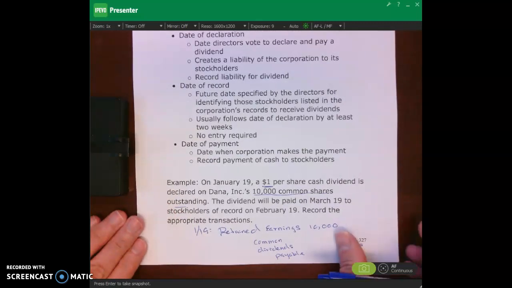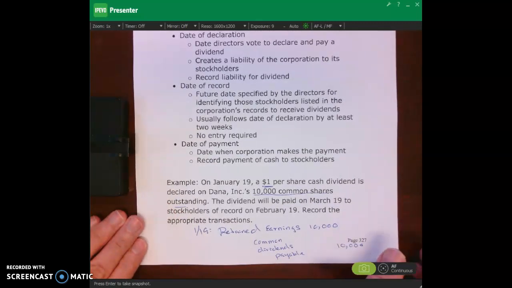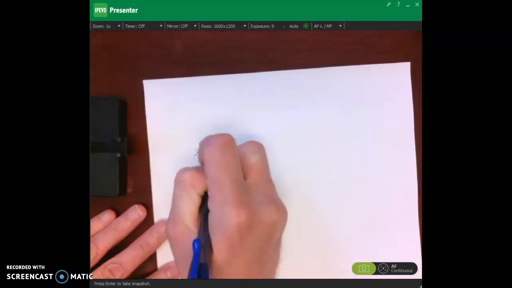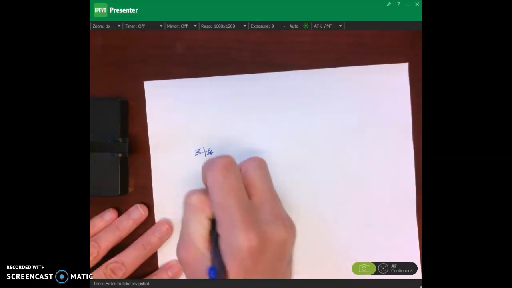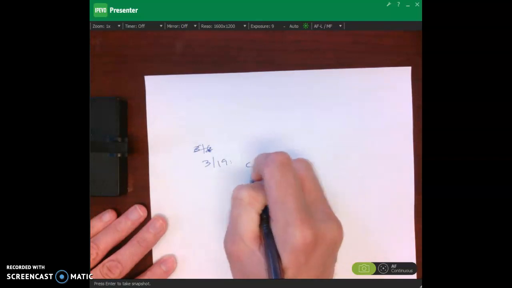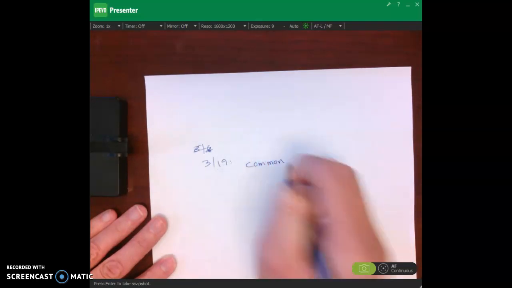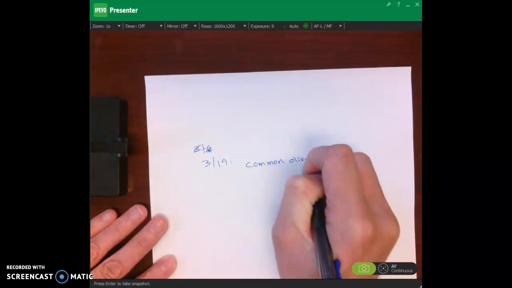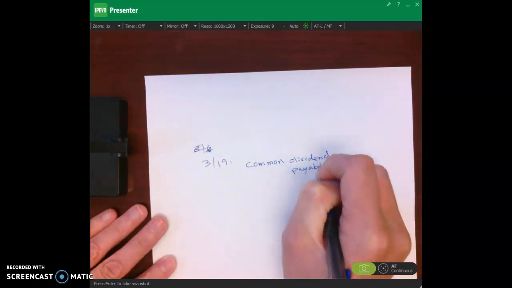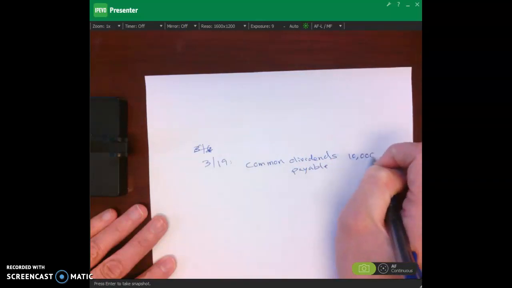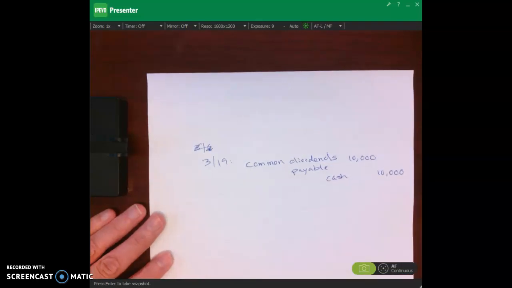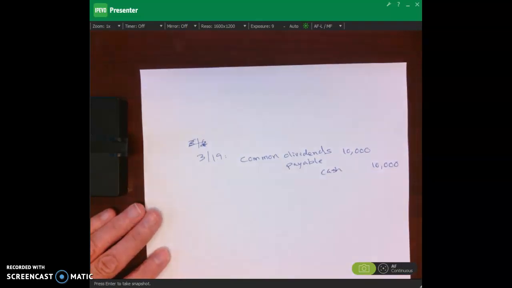Now on 3/19, which is the date of payment, I'm going to flip the page over. Let's look at that on 3/19, right over here. I'm removing that liability, so I'm decreasing the liability. How do I do that? With a debit. So I debit common dividends payable for that $10,000, and then I credit cash for my $10,000. That's my journal entry on the date of payment.